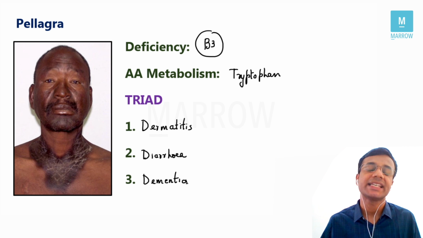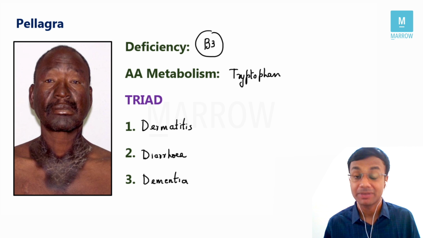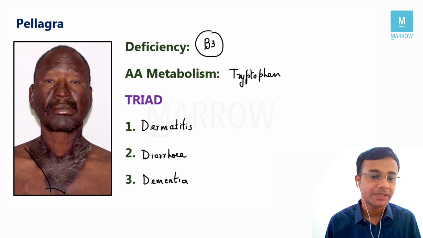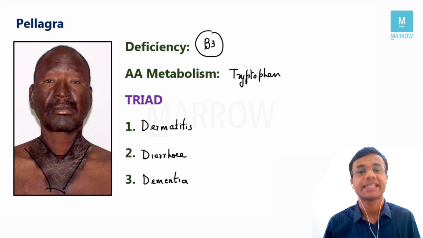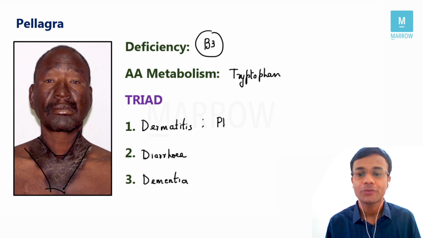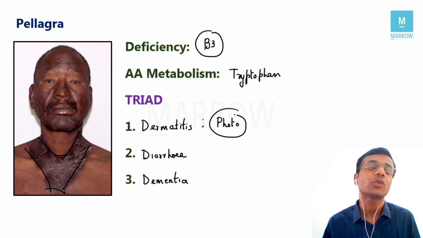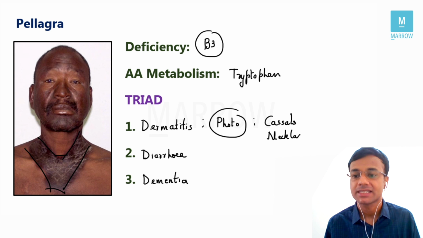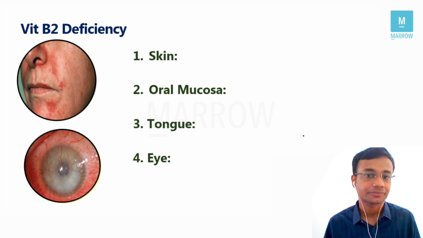So dermatitis, diarrhea, dementia are the 3 Ds of pellagra, but please remember dermatitis is not good enough, because you need to remember what type of dermatitis you're going to get. If you look at this picture, what you see is a Castle's necklace, and this necklace, where is it distributed? What kind of areas are getting involved here? This is termed as photodermatitis. So photosensitive or the photo-exposed areas get involved. This is known as Castle's necklace.